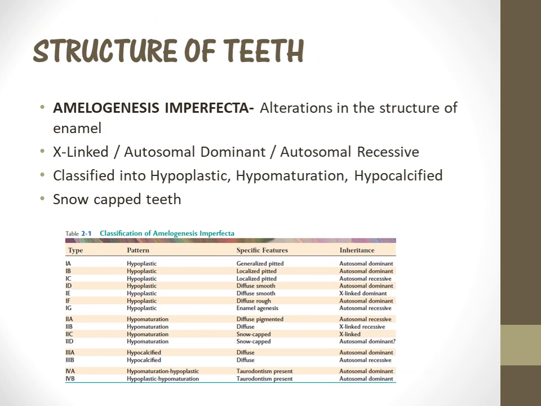Moving on to structure of the teeth. Okay, so the first thing is amelogenesis imperfecta. Like I mentioned, ameloblasts are the cells that form enamel. Okay, so this ameloblast has certain stages of formation of enamel. So this condition can be X-linked or autosomal recessive.